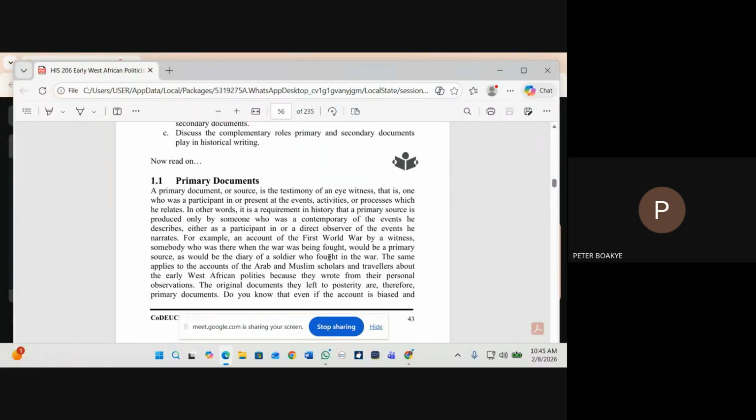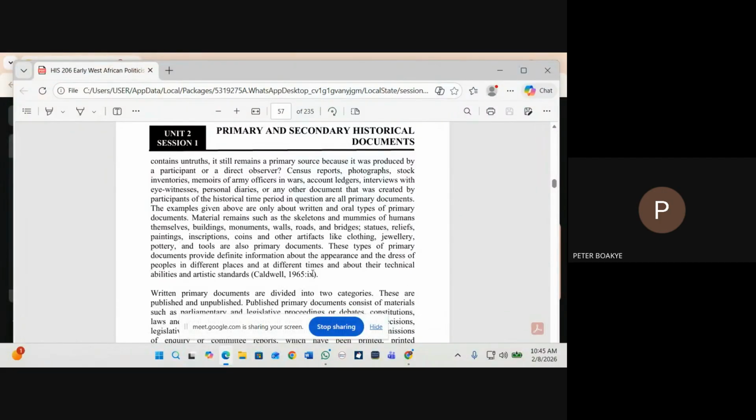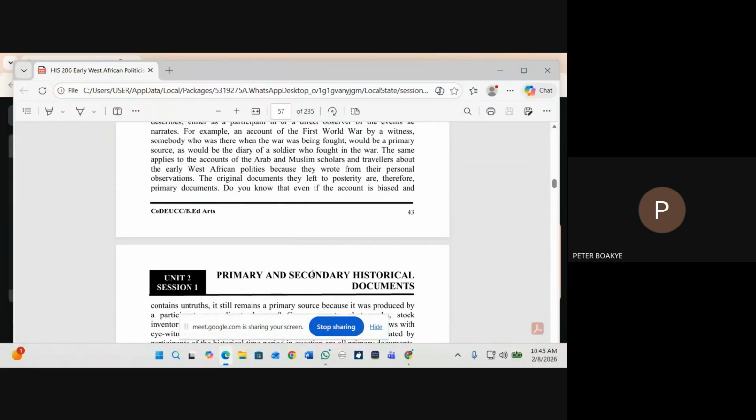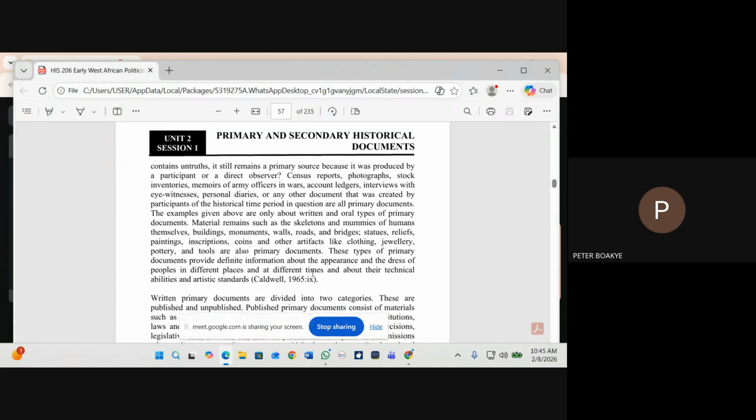The same applies to the accounts of the Arabs and the Muslim scholars and travelers. They are all primary sources. Now, the original documents they left to posterity are therefore primary documents. Do you know that even if the account is biased and contains untruth, it still remains a primary source because it was produced by a participant. So that's why we don't say that because it has these shortcomings, it is not a primary source.